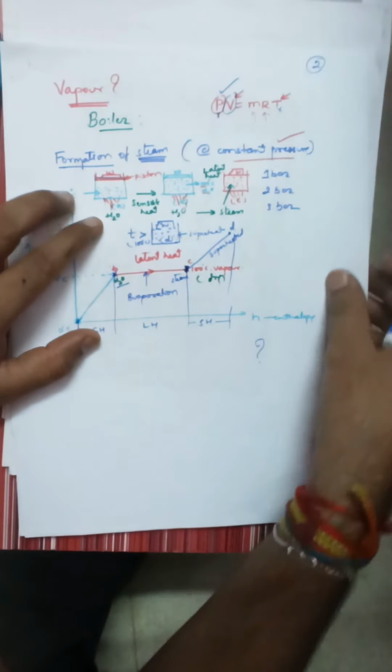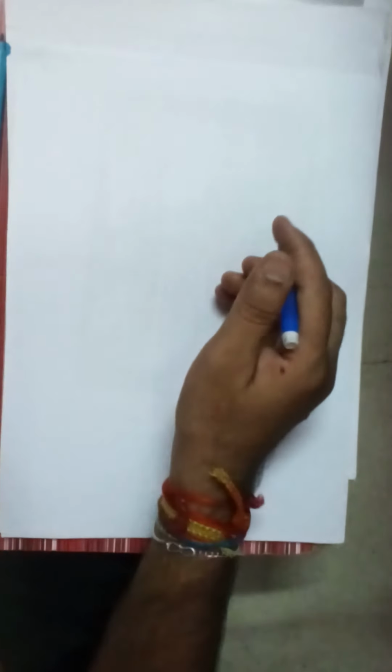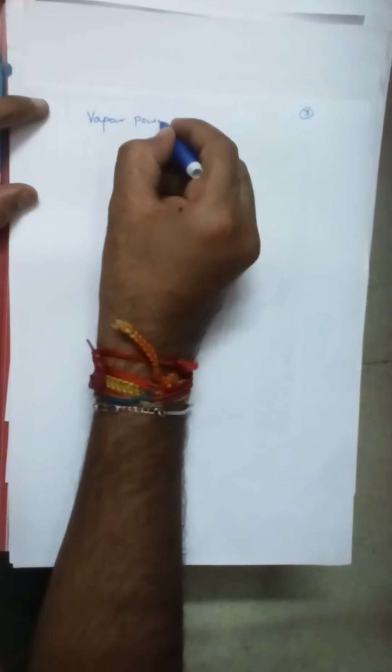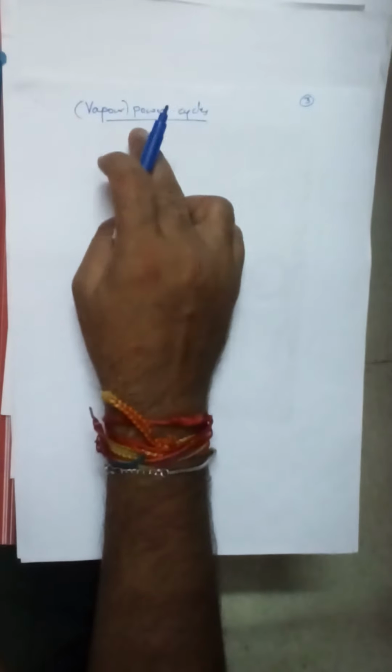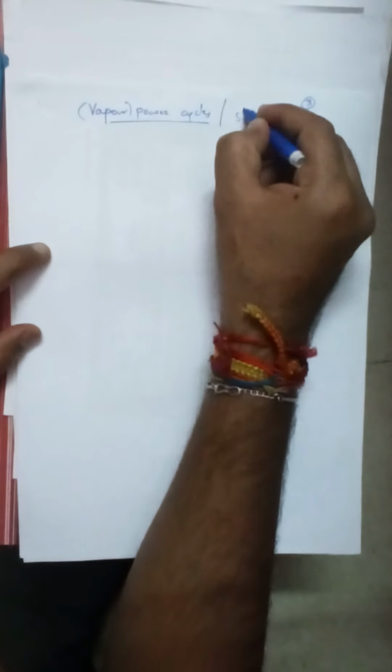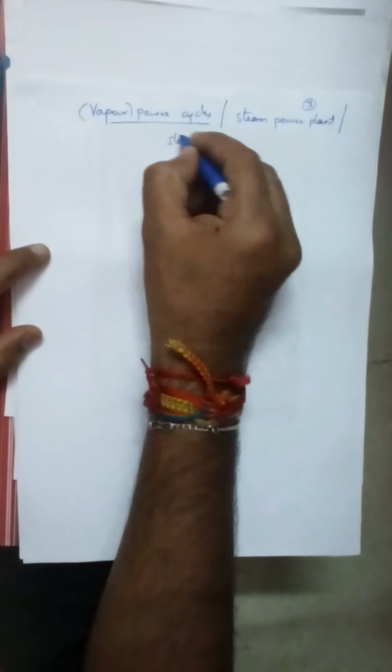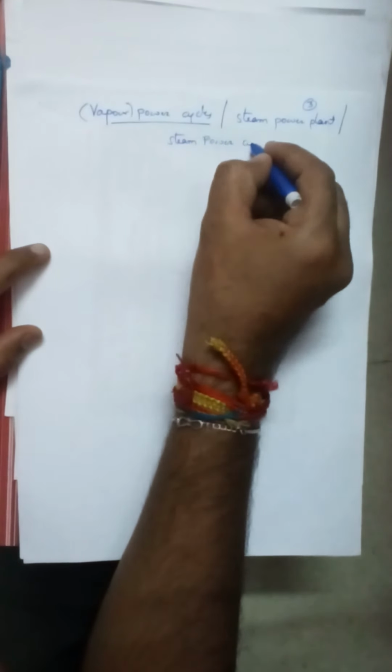This is page number 2. I will go to page number 3. Vapor power cycles. Now we will come back to vapor power cycles. Now we'll start. All vapor power cycles, or steam power plants, or it is also called steam power cycles.